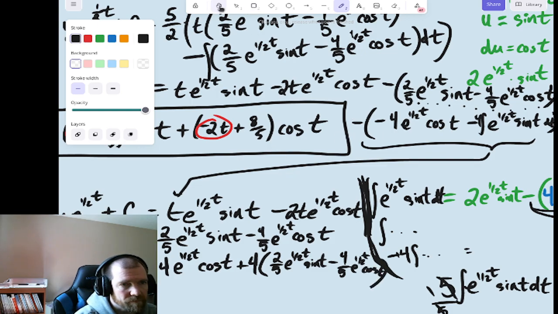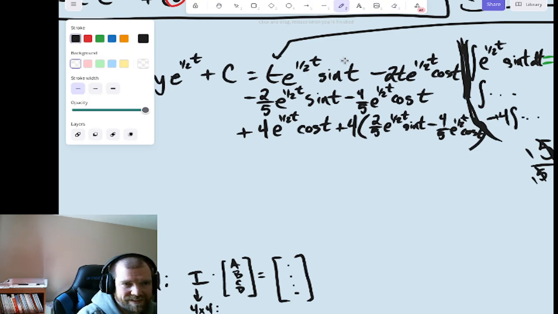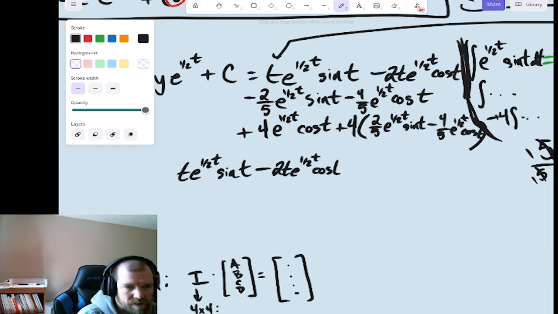Right. So those are going to combine with the things we just had up here and that one, which are all constants, and they all have fifths in them in some way, shape, or form. So that's pretty cool. So t e to the 1/2 t sine of t minus 2t e to the 1/2 t cosine of t.